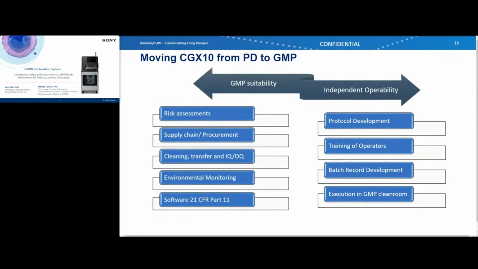For the second arm, independent operability, because CGX10 is a flow cytometry-based cell sorting equipment, some basic understanding of flow cytometry is required by the operators to adjust certain sort parameters during execution of the protocol. Therefore, the objective of this task was to demonstrate the feasibility of operating the CGX10 by trained GMP operators independently in a clean room, following protocols and batch records that are developed in the process development lab.